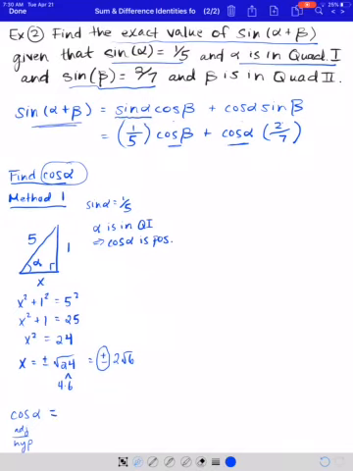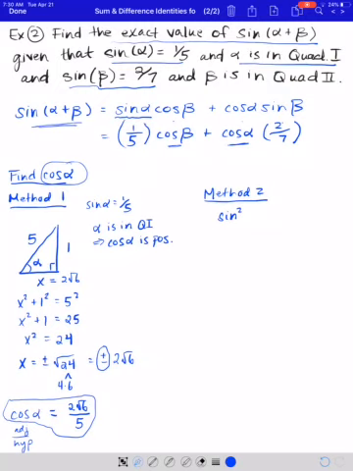So what we'll get here is cosine of alpha is equal to positive 2 square root of 6, because this is x, my adjacent side, divided by my hypotenuse, which is 5. Cool, so there we go. We found cosine of alpha. Now I'm going to show you another method for finding the same value, which you might like more. The other method is using the Pythagorean identity.